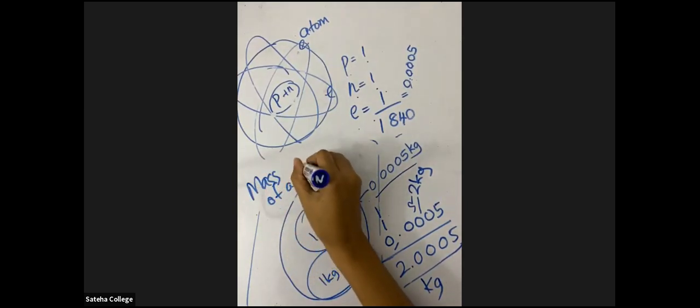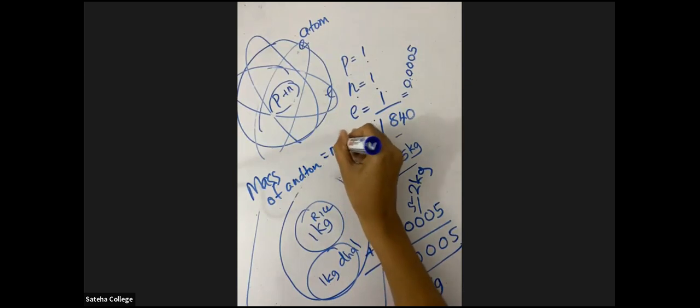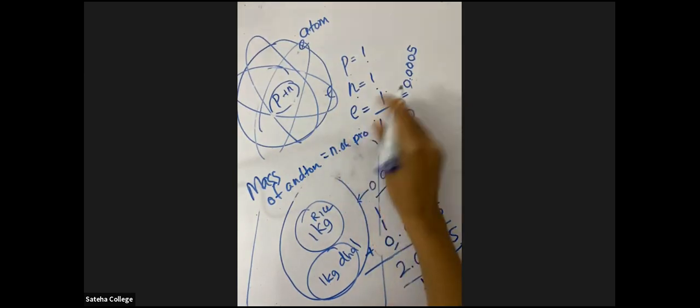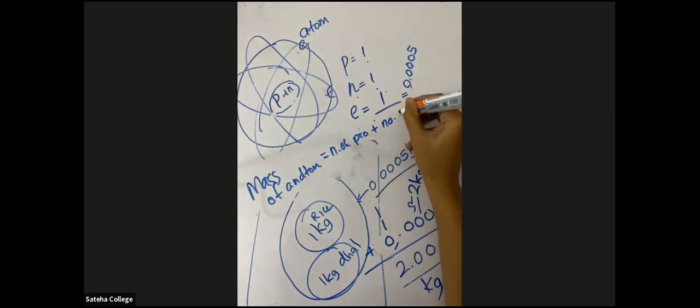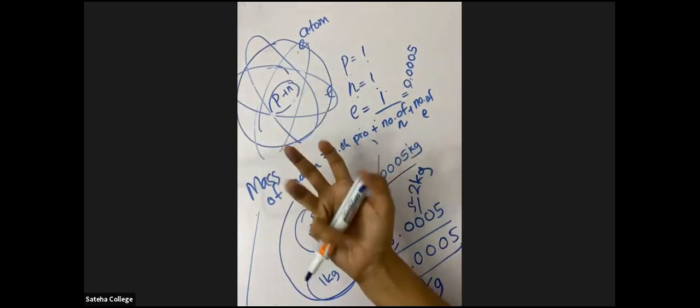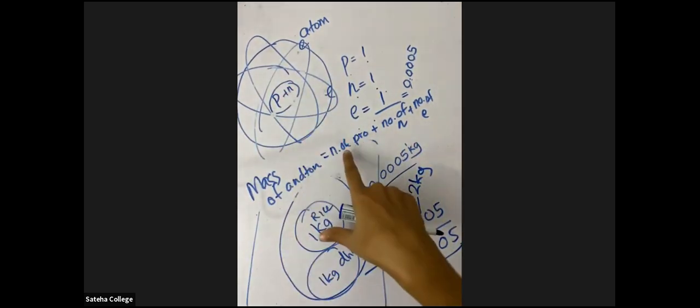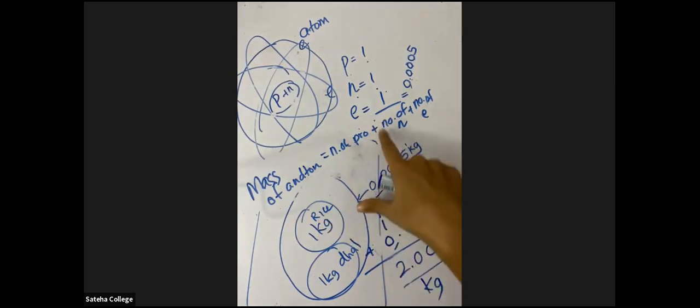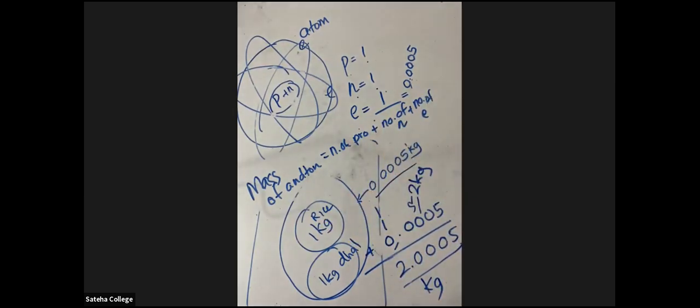So same like that, when you take the mass of an atom, the mass of an atom should be number of proton, number of neutron plus number of electron. Am I correct? Now you should add all things. Now this is an atom. You are going to find the mass, how heavy the atom is. So that means I should add the number of proton, number of neutron, and number of electron. I should add everything together.